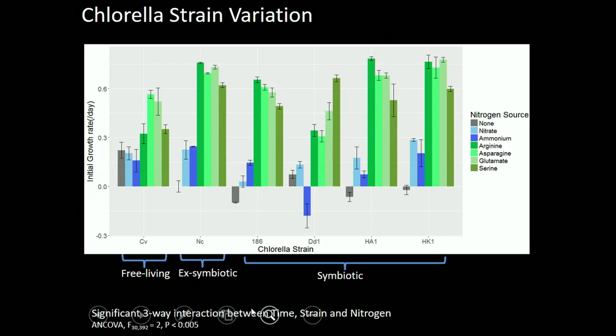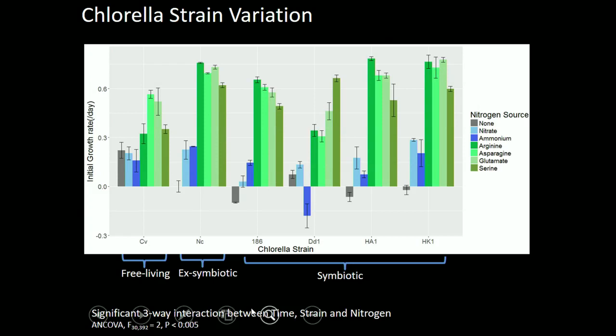Both the strain and the nitrogen source were found to have a significant interaction. They subtly vary in which sources they grow better on, though in all cases, the amino acids do lead to higher growth rate, which is what we would expect. Interestingly, the lab strain, the ex-symbiotic strain, has a very similar profile to some of the symbiotic strains. So though it does seem to have differences in its re-establishment, this seems unconnected to its nitrogen metabolism. But it's within the symbiotic strains that we do see variation.